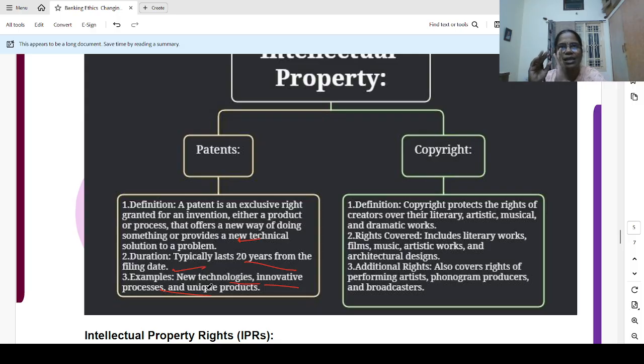So any kind of innovative product, any kind of unique or innovative process should belong to patents. Copyright provides the rights of creators over their literary, artistic, musical and dramatic works. The rights covered include literary works, films, music, artistic work and architectural design. Additional rights also cover the rights of performing artists, phonogram producers and broadcasters.